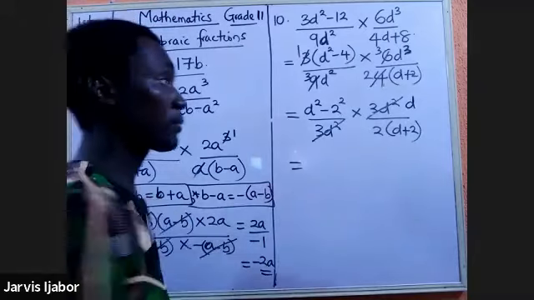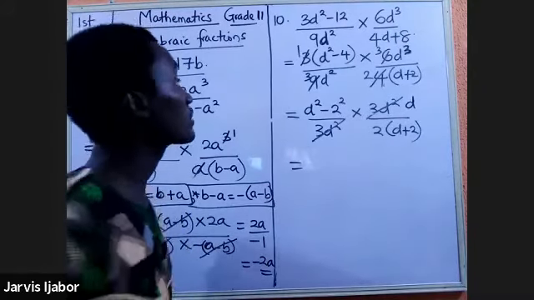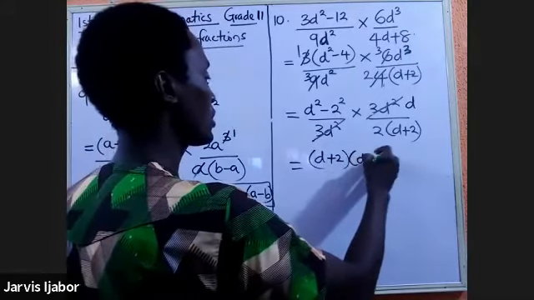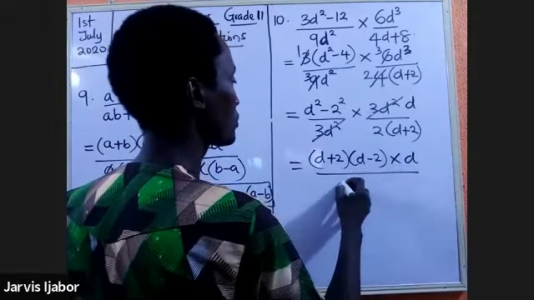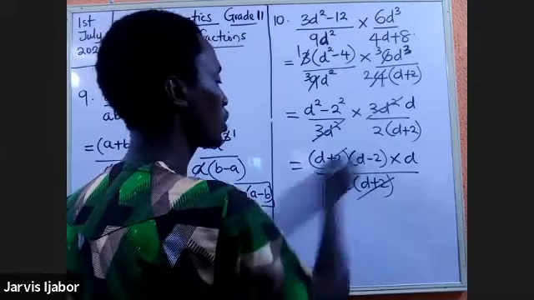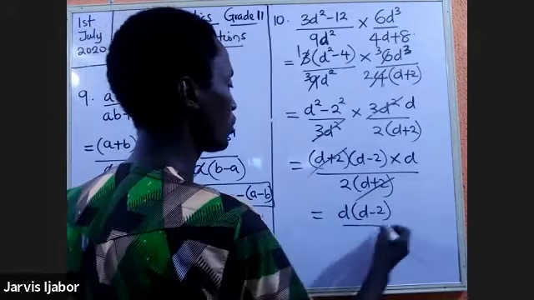Sometimes in handling problems like this, because of speed, you can make some very funny mistakes. Now, this will be D plus 2 into D minus 2 times D all over what? 2 into D plus 2. This will go with this, and I'm left with D into D minus 2 all over 2.